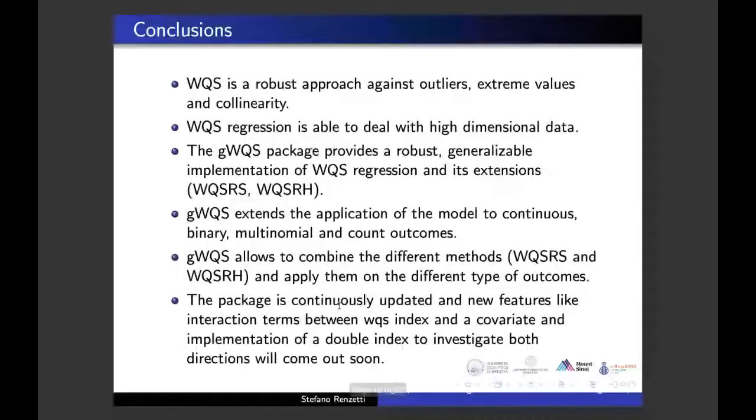To summarize, we can say that WQS is a robust approach against outlier extreme values and correlated data. It is able to deal with high dimensional data, and we saw how the gWQS package allows us to implement this novel statistical method and its extensions, like the random subset and the repeated holdout implementation, as well as the ability to apply the model to different types of outcomes. The package allows us to combine all these features, and it is continuously updated. New features, like the ability to estimate an interaction between the WQS index and a covariate, and the implementation of a double index to investigate both directions, will come out soon.